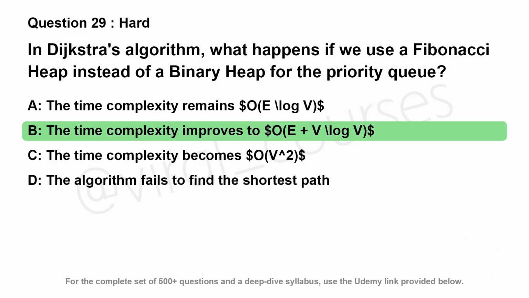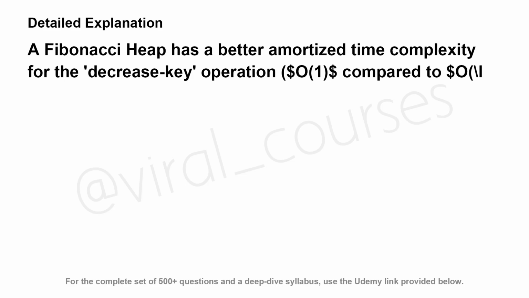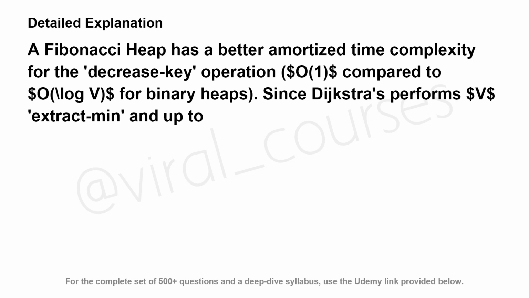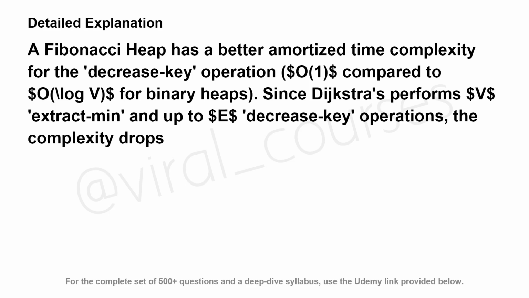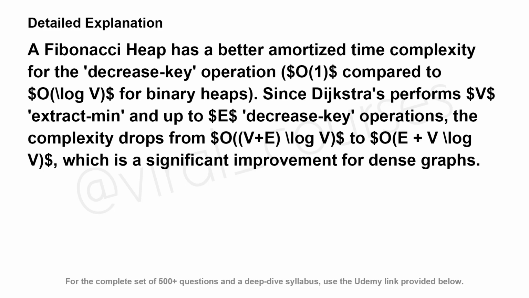The correct answer is B. A Fibonacci heap has a better amortized time complexity for the decrease-key operation, O(1), compared to O(log V) for binary heaps. Since Dijkstra's performs V extract-min and up to E decrease-key operations, the complexity drops from O((V + E) log V) to O(E + V log V), which is a significant improvement for dense graphs.